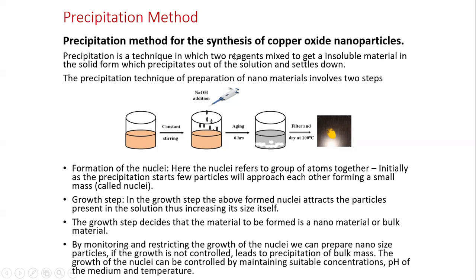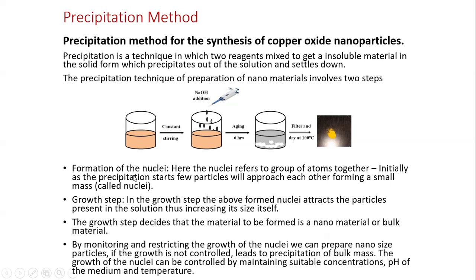So here two reagents are mixed to get an insoluble material in the solid form, which precipitates out of the solution and settles down. The first step, formation of nuclei. Here the nuclei refers to a group of atoms together. Initially, as the precipitation starts, a few particles will approach each other forming a small mass called nuclei.